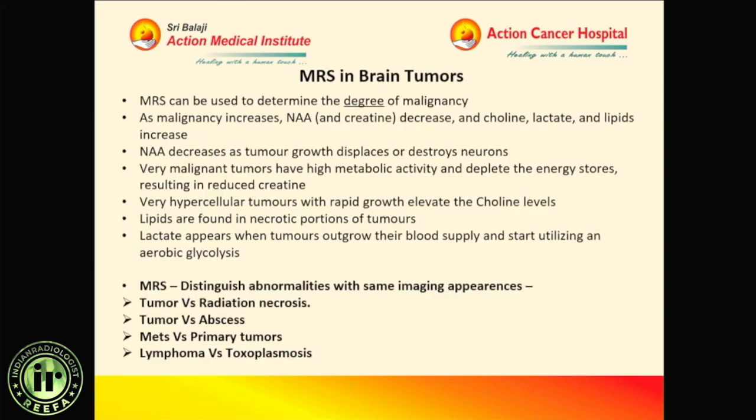Now MRS in brain tumors. Now MRS can be used to determine the degree of malignancy. Now as malignancy increases, Na is going to decrease and if the tumor is very bad, even creatinine will decrease. Now very hypercellular tumors with rapid growth lead to elevation of choline levels. Lipids are found in necrotic portions of tumors and lactate appears when tumors outgrow their blood supply and start utilizing anaerobic glycolysis. Now MRS is very important to distinguish abnormalities with same imaging appearances like tumor and radiation necrosis, tumor and abscess, METs versus primary tumors and lymphomas versus toxoplasmosis.